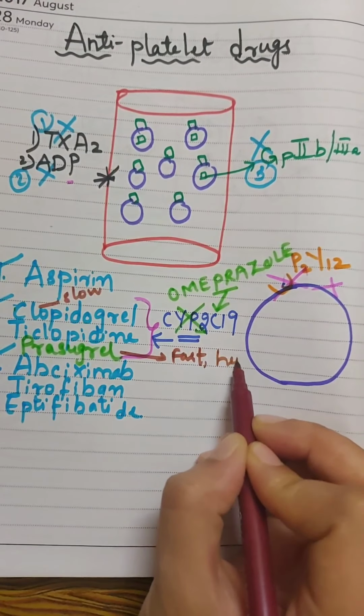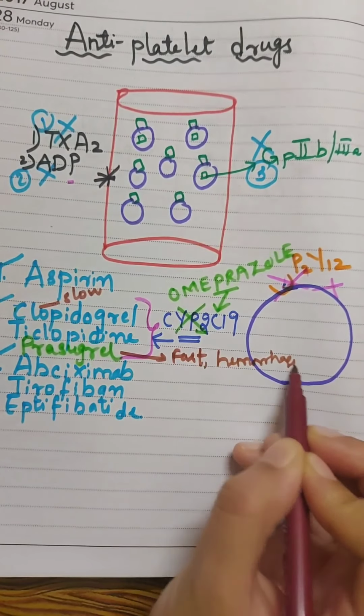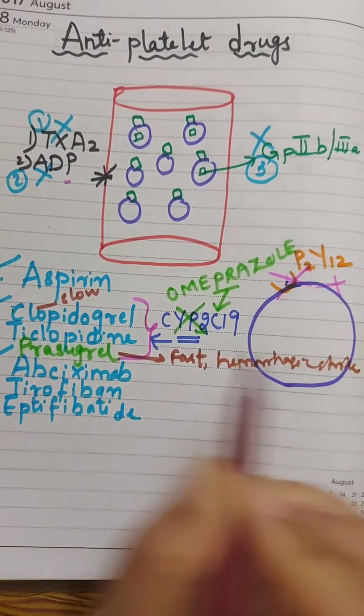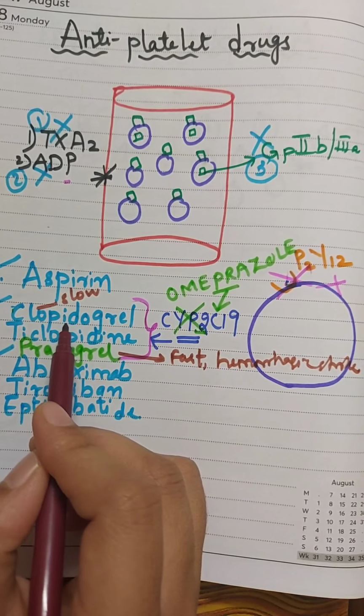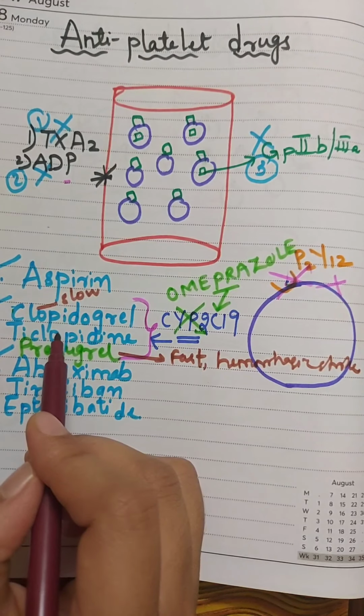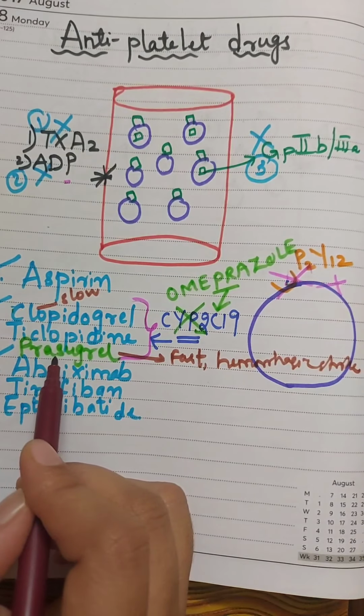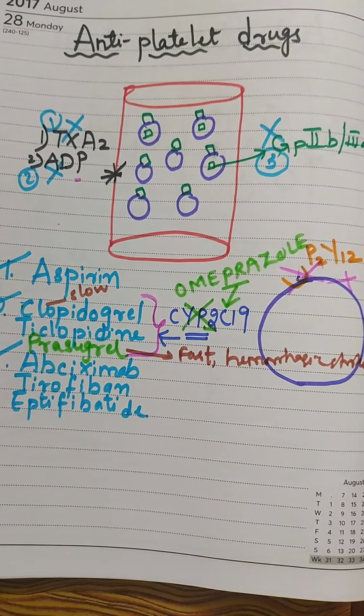Another difference is that prasugrel has a very high risk of producing hemorrhagic stroke. Prasugrel can produce hemorrhagic stroke, but no such problem has been seen with clopidogrel or ticlopidine. Okay, so therefore prasugrel is contraindicated in problems of stroke.